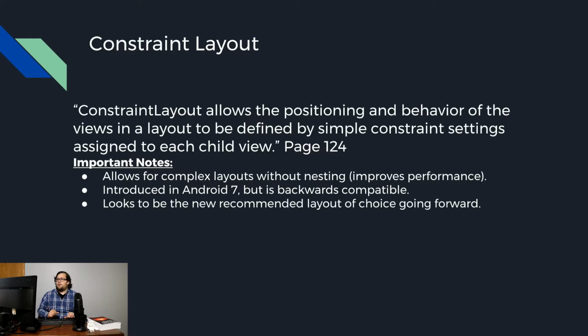Constraint layouts allow the positioning behavior of the views in a layout to be defined by simple constraint settings assigned to each child view. So I'll give you an example. So in the constraint view, I have done something along the lines of taking a button and saying I want the bottom of this button to be aligned to the bottom of this constraint view. So I'm constraining my bottom to the bottom, and I can then constrain my top to the top, and then my button would automatically scale to that size. So imagine that in a more complex state where you've got a bunch of elements that are with each other, each constrained in various different ways, right?